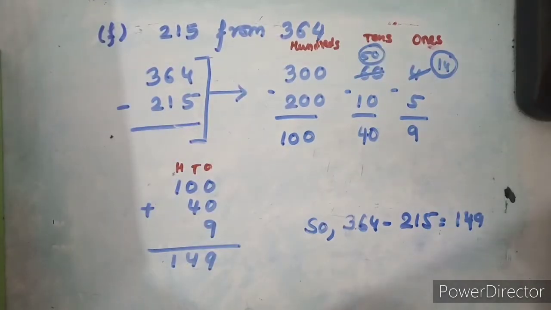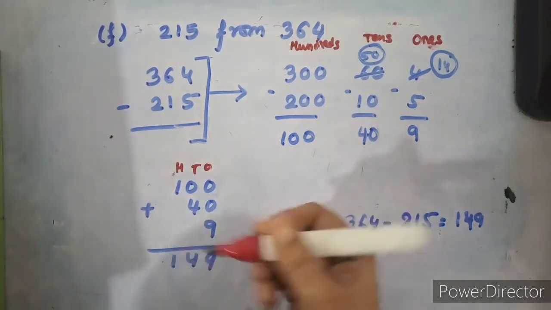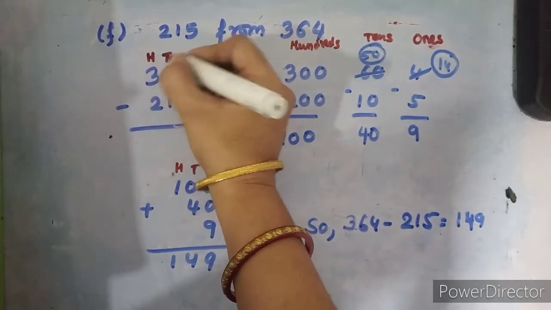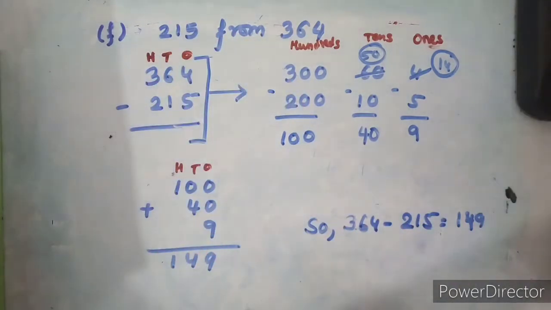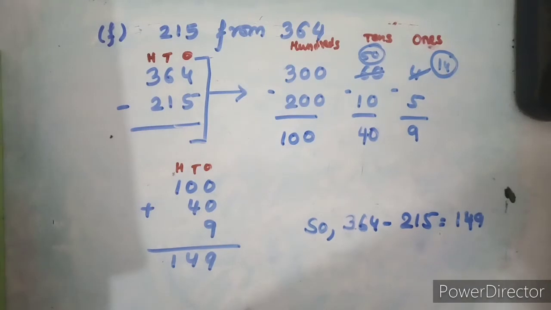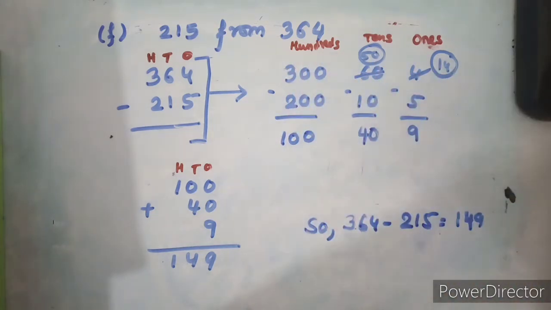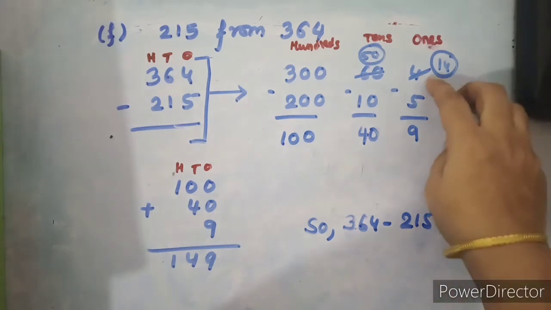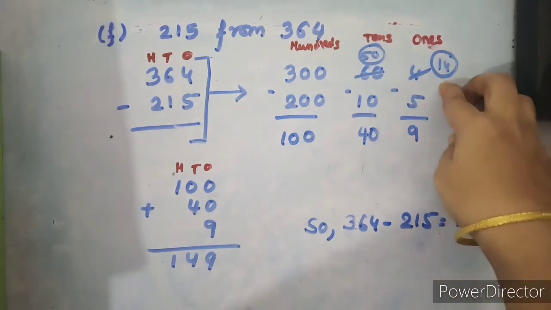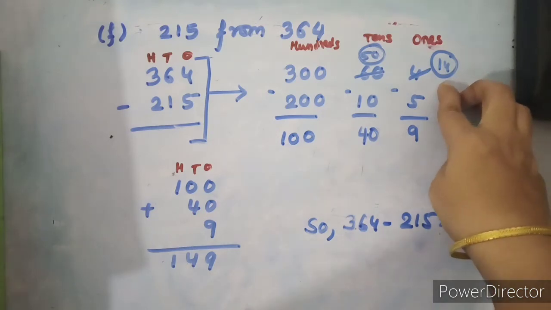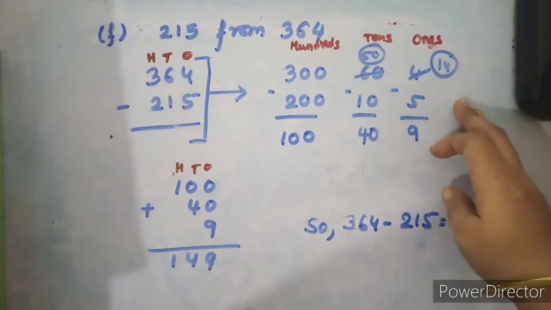Now as we have come to the last question, where you have 215 from 364. Okay, so write down as per your method, that is 364 minus 215. Then you have to write it in expanded form. Then as you have written it in expanded form, go for subtraction, where 4 minus 5 you cannot do, so you need to borrow 10. So it is 14. 14 minus 5 is 9.